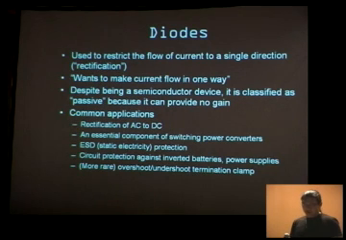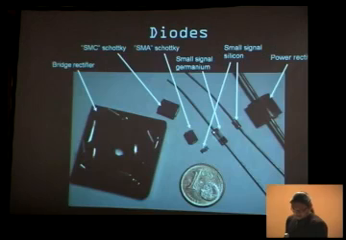So common applications, you see these in rectification of AC to DC. They're an essential component of switching power converters. They are sometimes used for ESD protection externally from the chips. A lot of times they're used for circuit protection against putting the battery backwards or power supplies being put in backwards. And more rarely, they're used to clamp overshoot and undershoot in circuit boards.